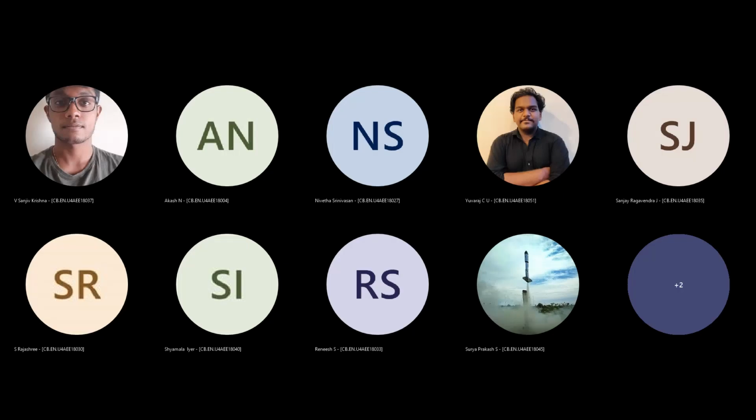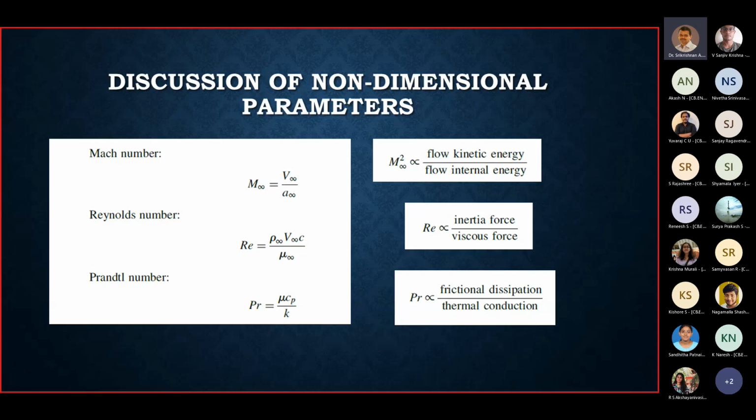M infinity is V infinity divided by the local speed of sound. That is the ratio of the local velocity of the gas to the sound velocity based on the local static temperature. So it is V infinity divided by root of gamma RT. This can be easily shown to be proportional to the flow kinetic energy divided by the internal energy.